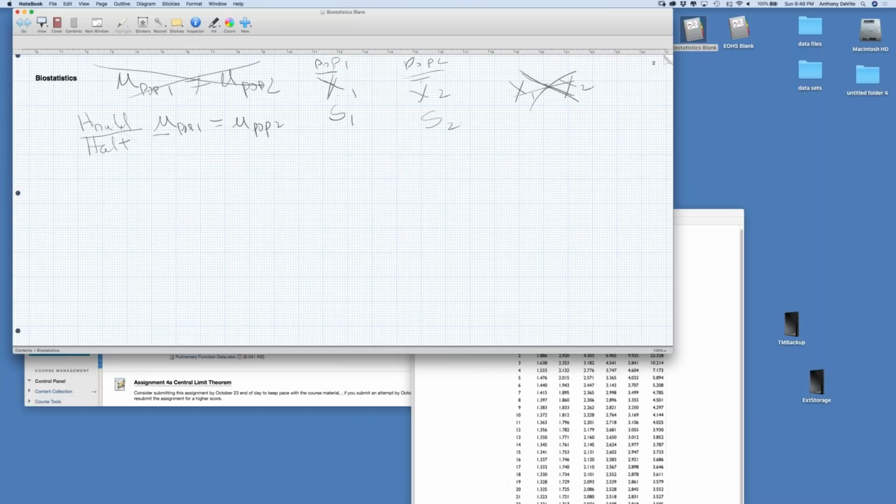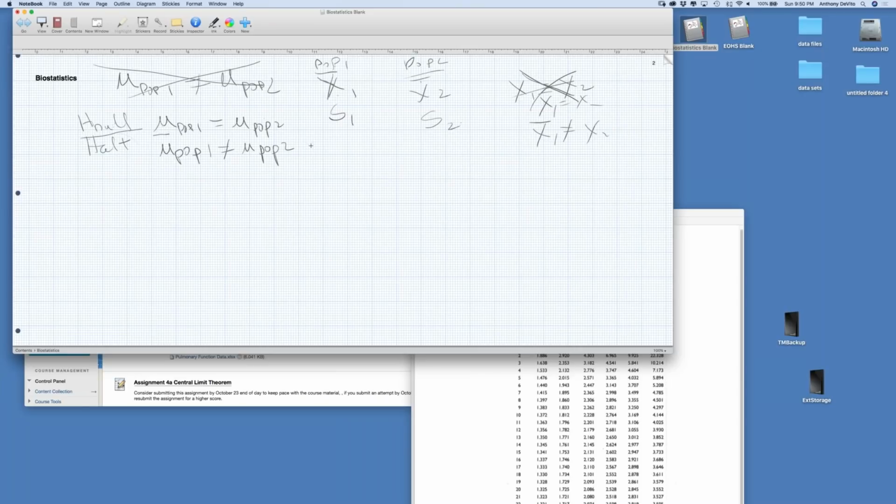So our null hypothesis never says x bar 1 is equal to x bar 2, and our alternative hypothesis never says x bar 1 does not equal x bar 2. Instead, it says the mean of population 1 is equal to the mean of population 2, and the mean of population 1 does not equal the mean of population 2. This is called a two-sided test.